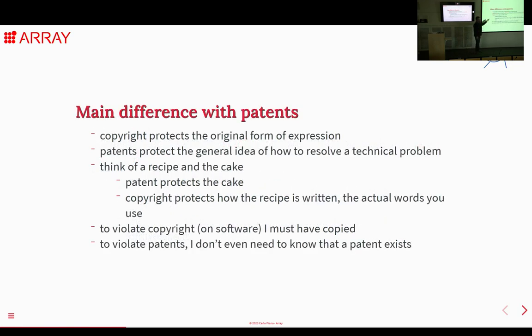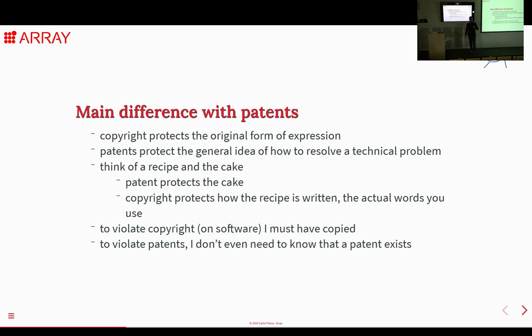Patents protect the idea. Copyright protects the form of expression; a patent protects an abstract idea, however I implement it. If the concept is the same, that's protected. This is why I, and many others, believe that software doesn't belong in patents, or patents don't belong in software.